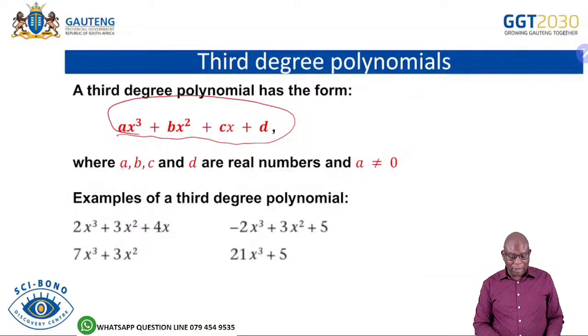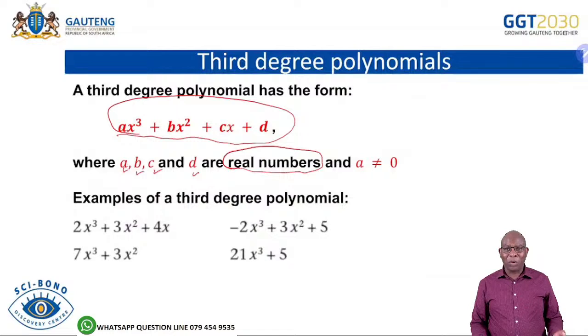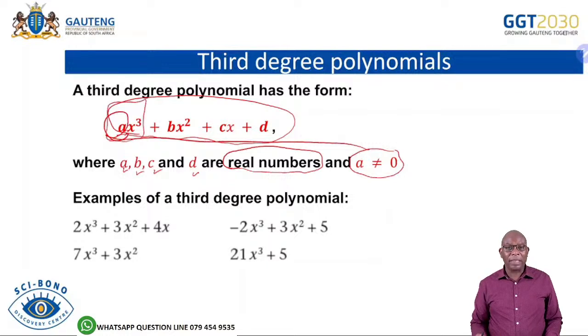Now this is very important. The a, b, c, and d must be real numbers. In other words, we're only going to be talking about real numbers. I know you have already done complex numbers, but here we're talking only about real numbers for the third degree polynomial. Also very important, the a value must never be equal to 0. If a is 0, then that part will be 0 and I no longer have a third degree polynomial. Any of b, c, and d can be 0, but a can never be 0.